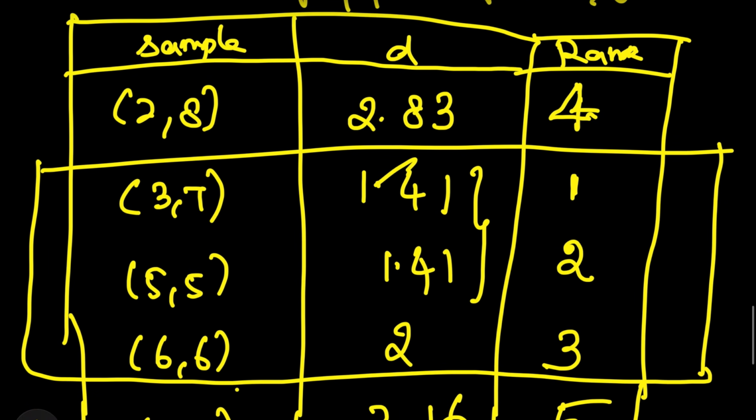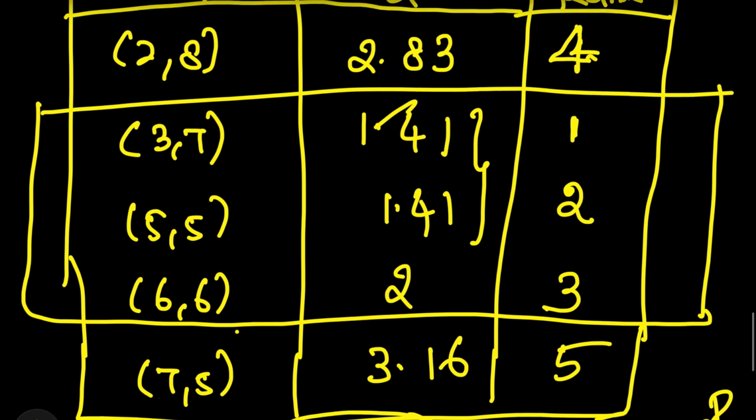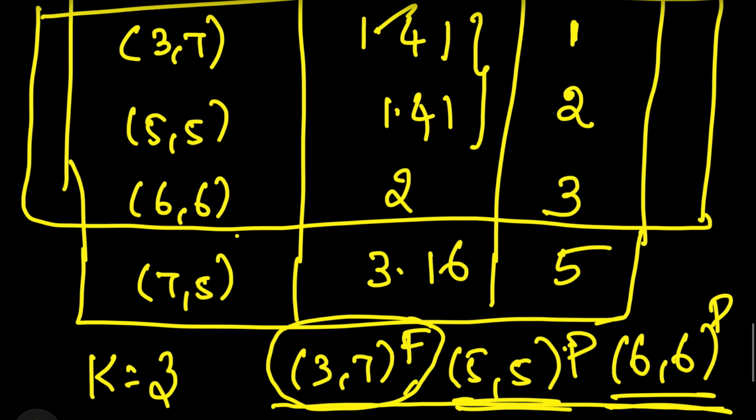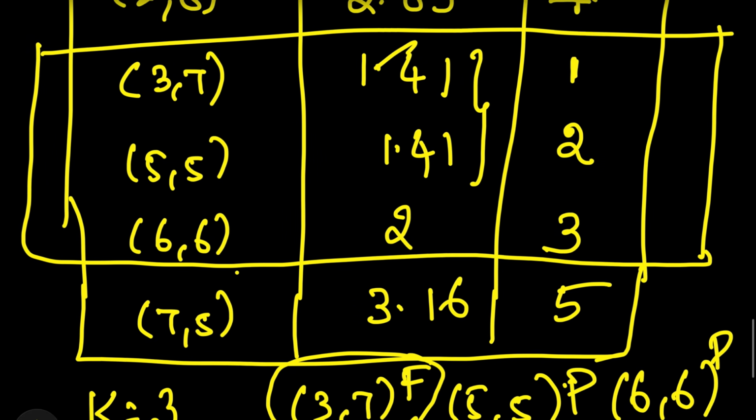After finding the distance, you have to consolidate all the distances here. Once you have written them, you have to rank them according to the distance. Whichever has the least distance will be ranked first. Once you have ranked them, you have to find the k nearest neighbors. Here the value is 3, so the top 3 ranks should be taken into consideration. We have 1, 2 and 3 here, right? The first, second and third rank data samples alone will be taken into consideration. So I am going to take 3, 7, 5, 5 and 6, 6 alone.